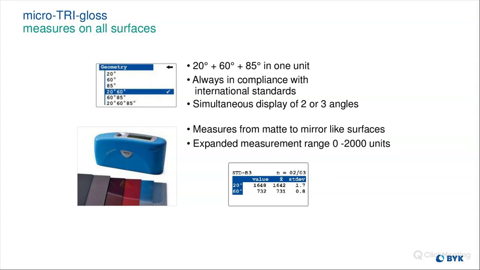So here at BIC, we have our tri-gloss meter. You can display one angle, 2 or 3 different angles. It measures everything from low gloss to very high gloss surfaces with an expanded measurement range of up to 2,000 units.